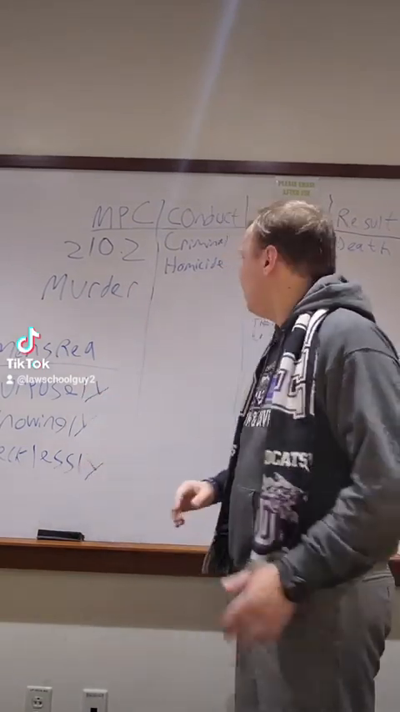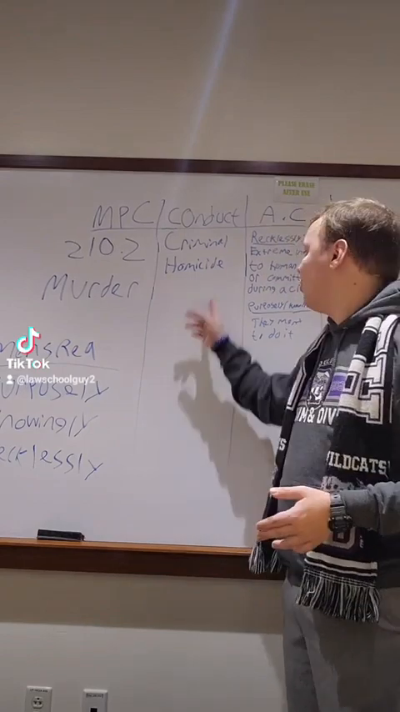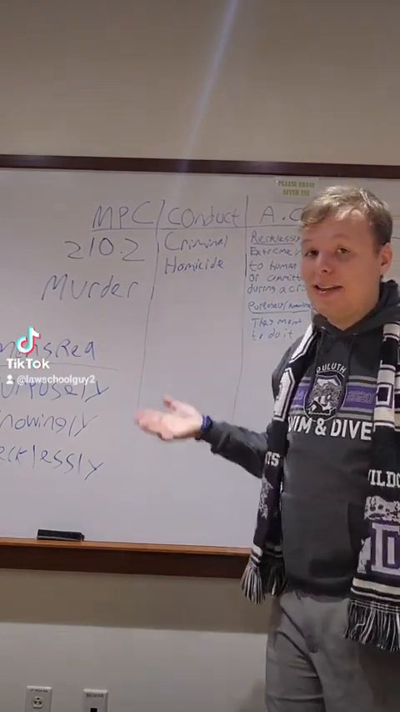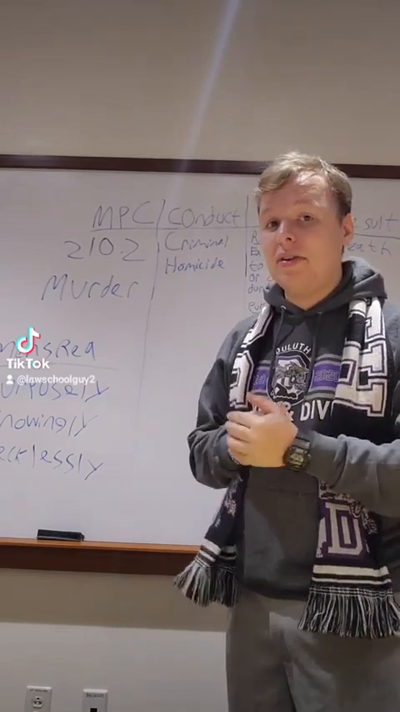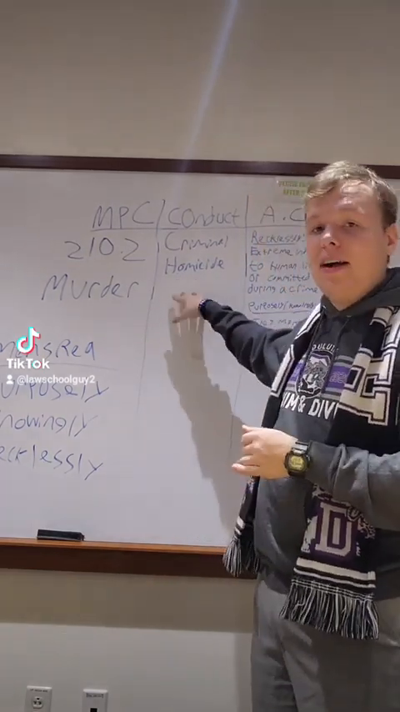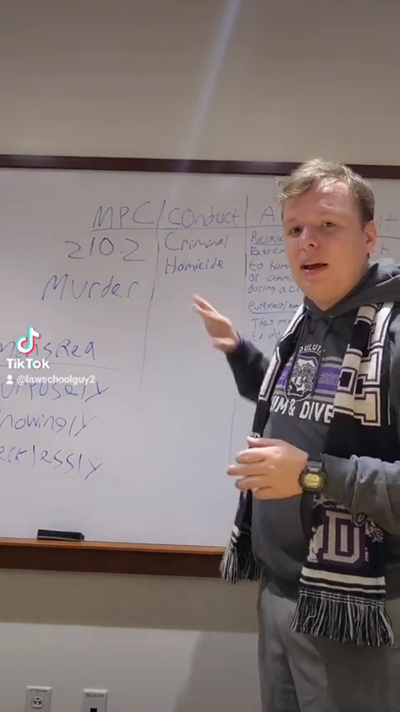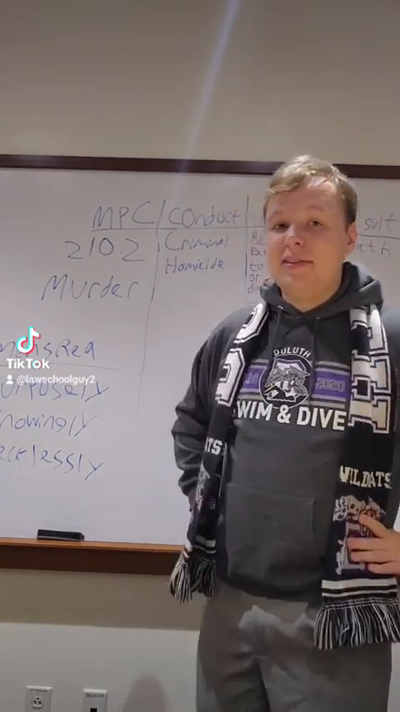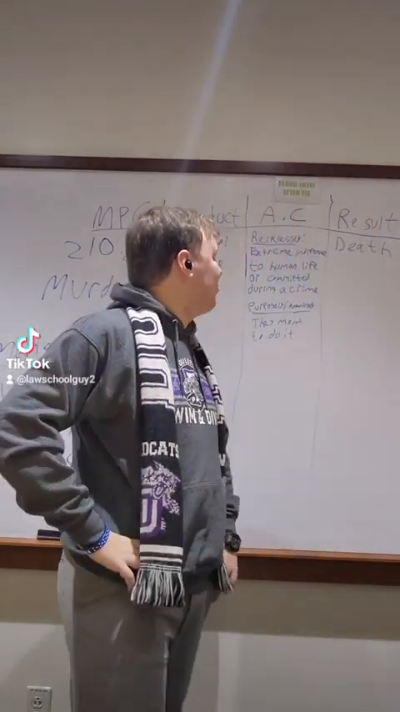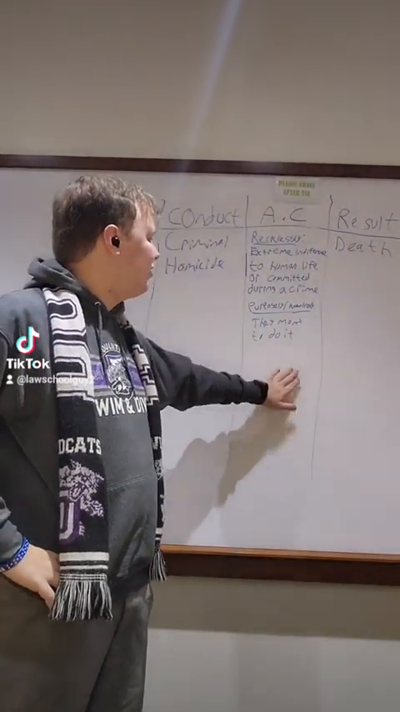Okay. So then we have conduct. Criminal homicide. Remember how I said before, criminal homicide is the building block for murder and manslaughter and all the others? Yeah, well, here we are. Your conduct is you commit a criminal homicide. But what around that makes it more than just manslaughter, or even a higher level of murder? Well, that's where we get into attendant circumstances.